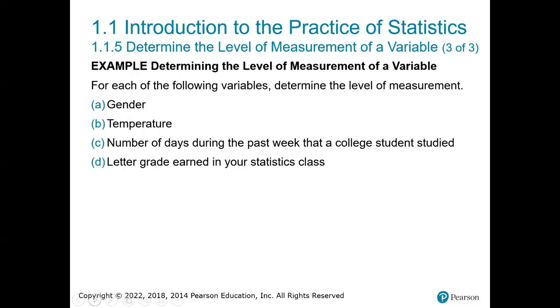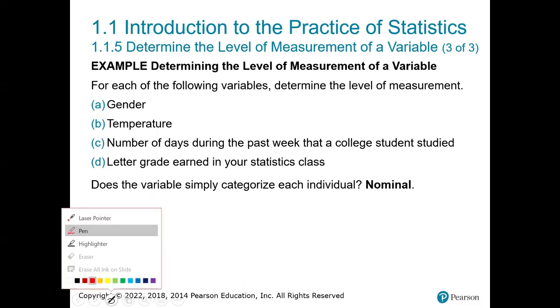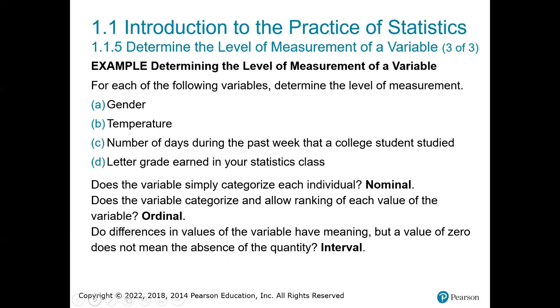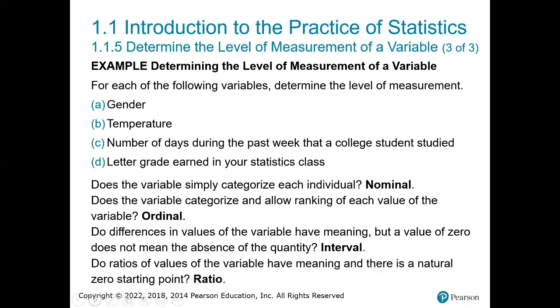All right, so here's what we're going to do, we're going to try these. Questions we're going to ask ourselves: Does the variable simply categorize each individual? It would be nominal. Does the variable categorize and allow ranking? Would be ordinal. Do differences in values have meaning, but 0 does not mean 0? Interval. And do ratios of values have meaning, but there is a 0 starting point? Is ratio.